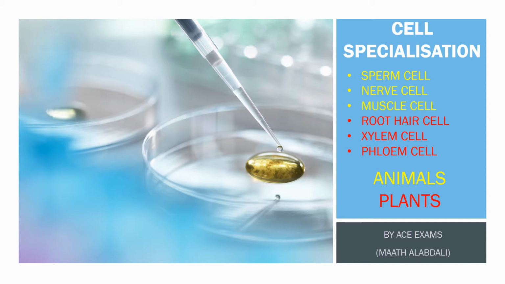So the first three cells that I'm going to explain are going to be in animals, and the last three, which are root hair cell, xylem cell, and phloem cell, are going to be in plants. So let's start.